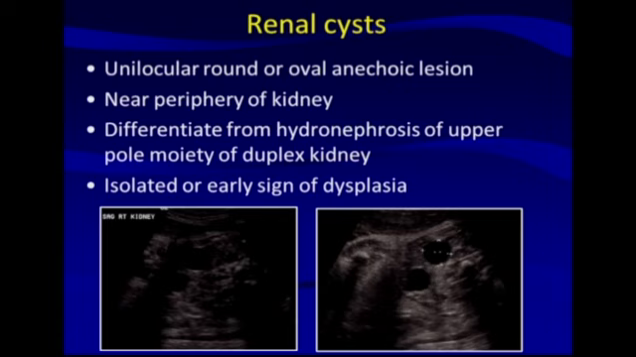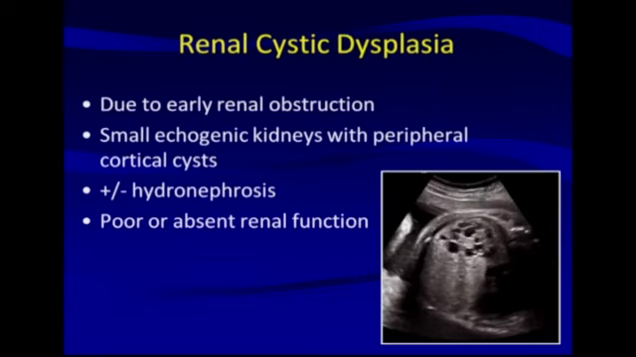But you need to think of 2 other possibilities on your differential, including hydronephrosis of the upper pole of a duplex renal collecting system, or as an early sign of renal dysplasia. Now, renal dysplasia is an important diagnosis to know about and to think about, and this occurs when there is long-standing renal obstruction, and the back pressure of this obstruction leads to dysplasia of the surrounding parenchyma.